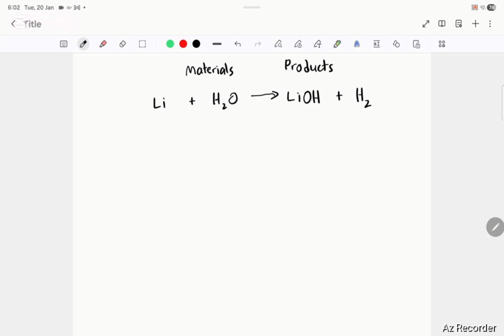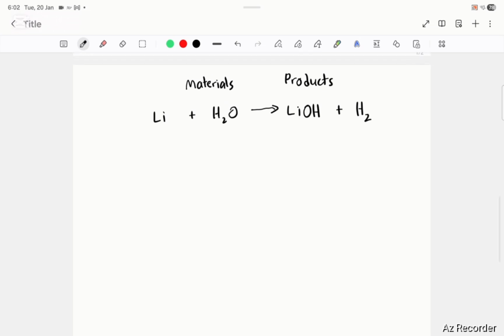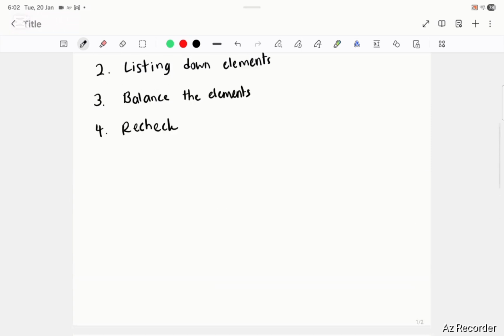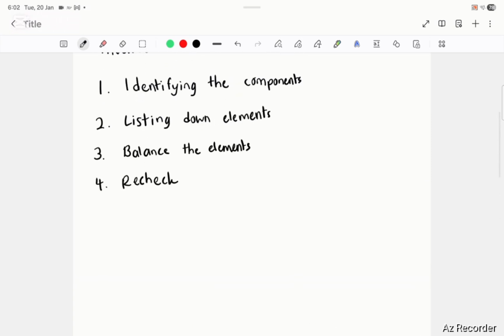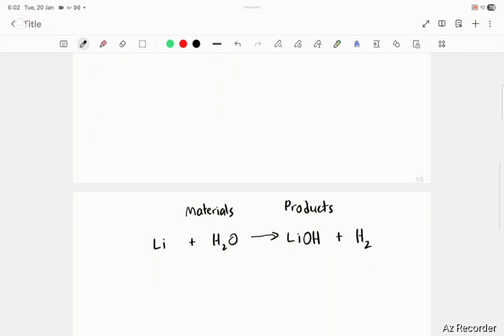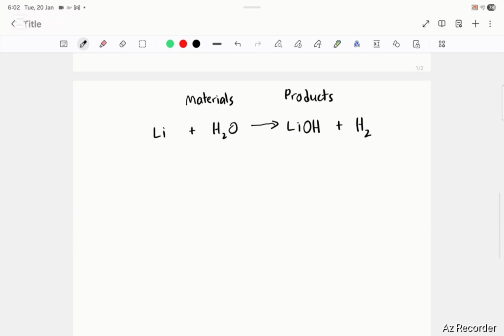So we have listed down all the components, the materials and the products, but we haven't balanced them yet. Alright, so let's move on to the next step. The next step is to list down every element that's involved in this reaction. So this is the easy part. It's not the hard part yet.